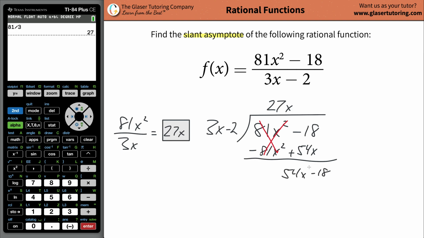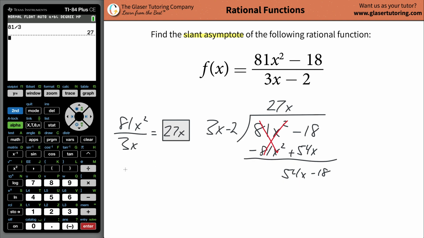You would be done with your long division if the term that remains has a power of x that is less than the power of x in your original denominator. But it doesn't. It's equal to it; they're both 1. So you're going to continue the process. Same thing.